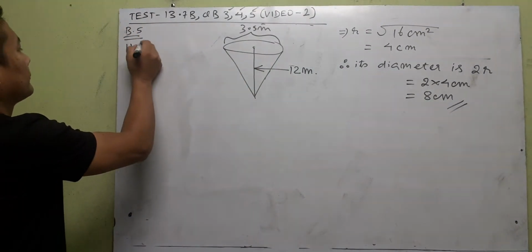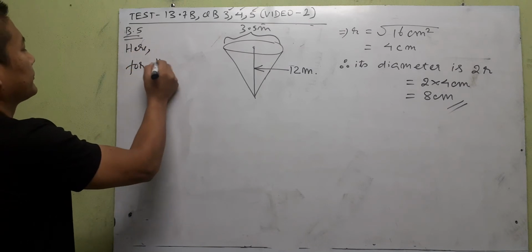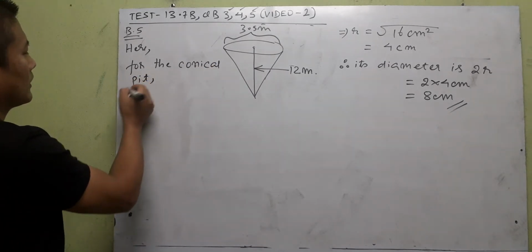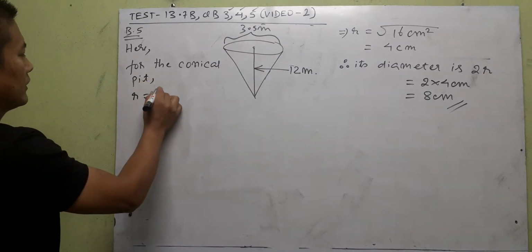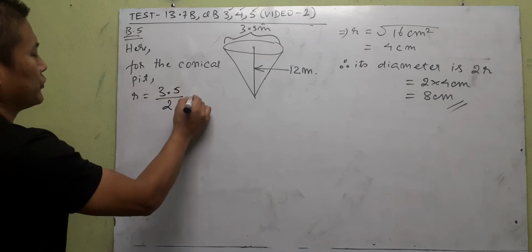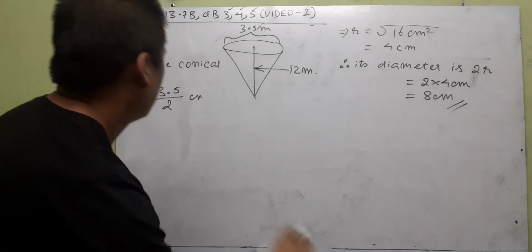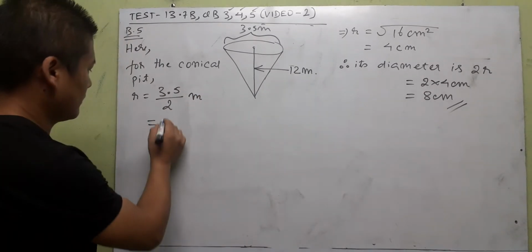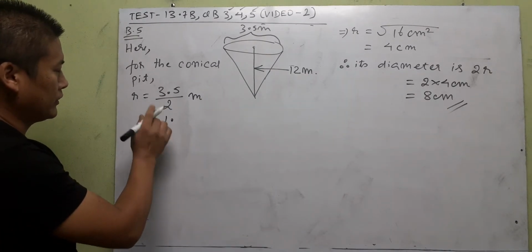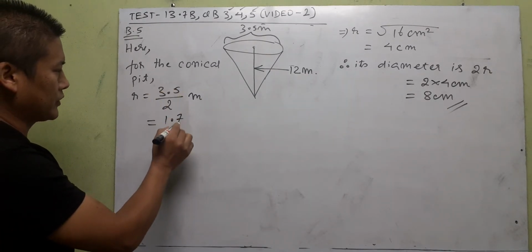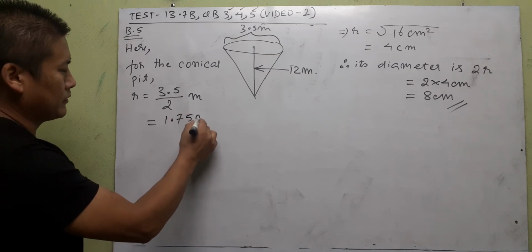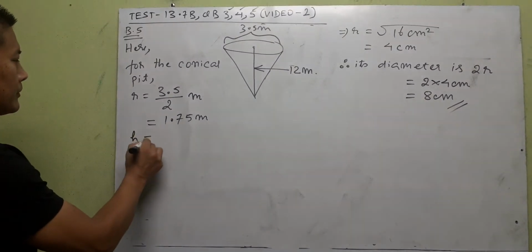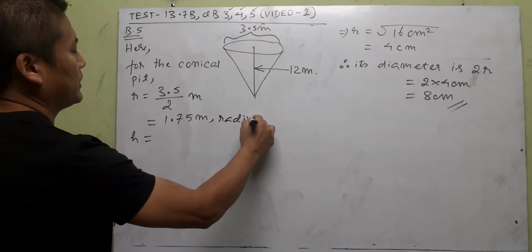So here, for the conical pit that was dug, the radius will be diameter 3.5 divided by 2 meter, because the formula for radius is diameter divided by 2. So if we cancel this, 2 ones are 2, 1 in hand, point, that 1 will go in front of 5, 15, 2 sevens are 14, 1 in hand, 10, 2 fives are 10, so 1.75 meter. That is the radius.